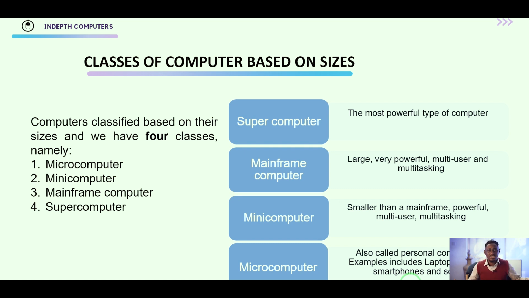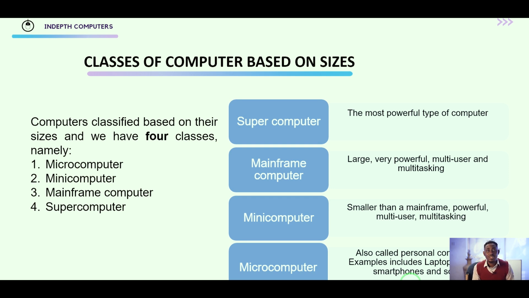Supercomputers are large computers that are the most expensive, they are the largest, and only top organizations and government agencies use supercomputers, and they use them for stuff like weather forecasting, oil exploration and all. So it's not the kind of computer that an individual can actually own. Now we have mainframe computers. Mainframe computers are also large, not quite as large as the supercomputer, but they are very powerful.